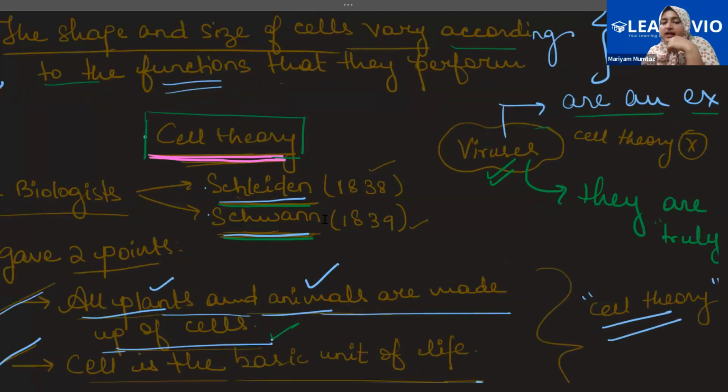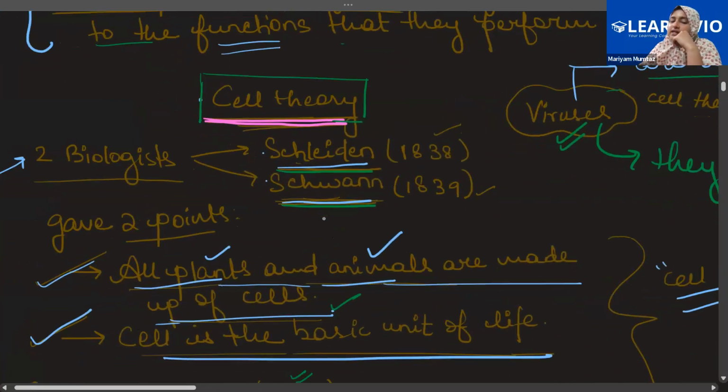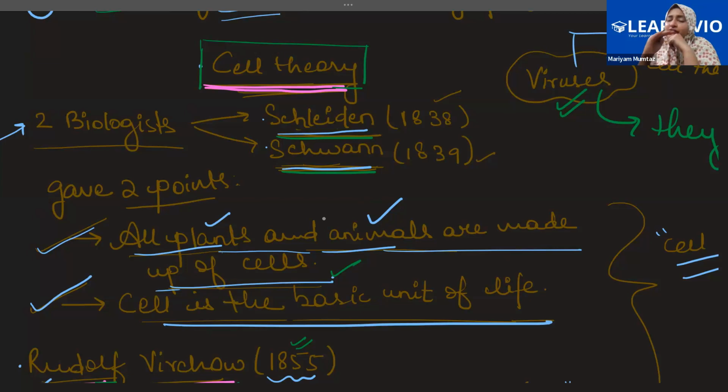The first point that they gave was that all plants and animals are made up of cells, meaning every single organism that there is is made up of cells, and the cell is the basic unit of life. So these two are the points that were given by Schleiden and Schwann for cell theory. But these points did not tell us how the cells are made.